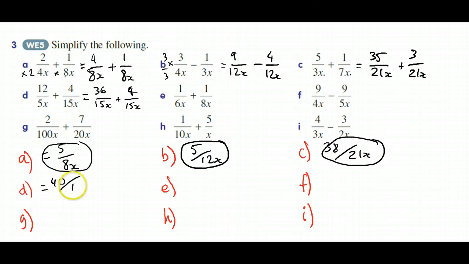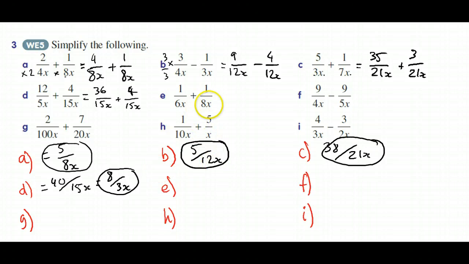over 15x. Now, there is a common factor here. 40 and 15 both have 5 as a factor. If we divide them both by 5, we get 8 over 3x. So it becomes a little bit simpler.